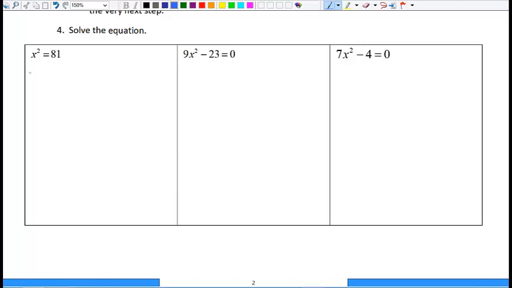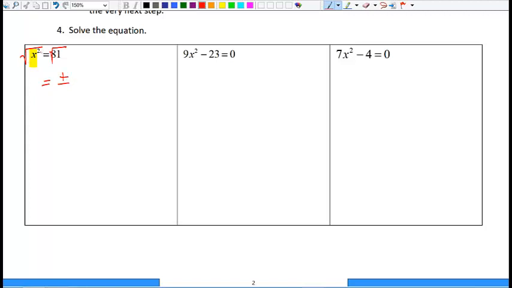So on x squared equals 81, the expression is already x and it's being squared, so it's already step 1, in the right form. Step 2 says to take the square root of both sides. So I'm going to take the square root of both sides. And step 3 says on that very next step, put the plus or minus on the number side, okay?